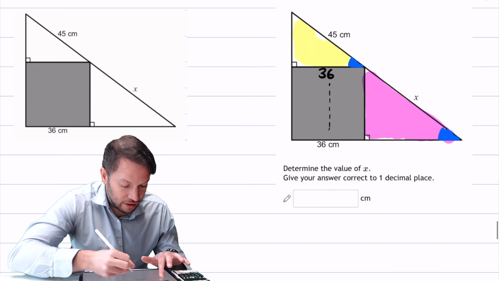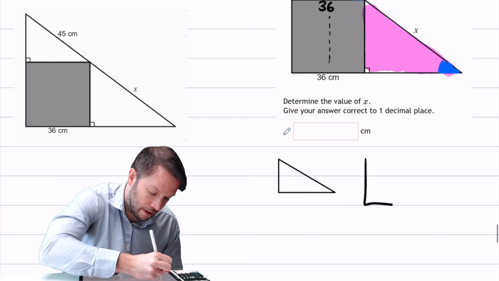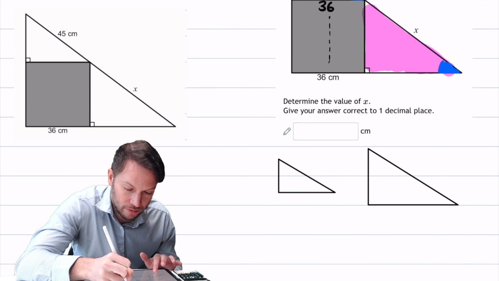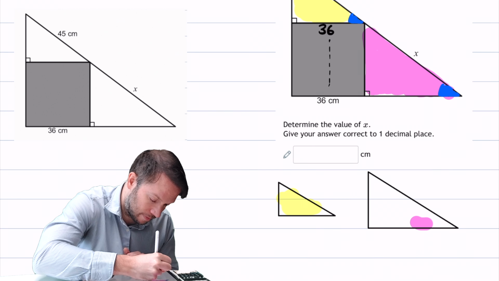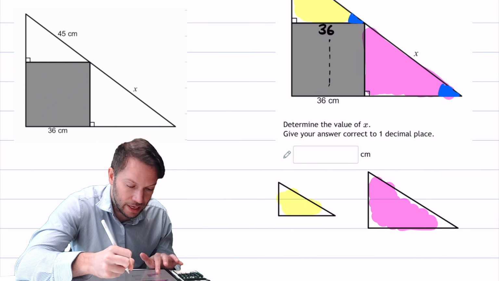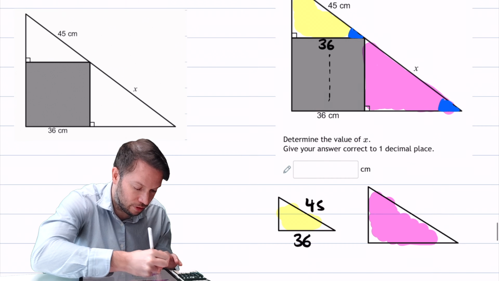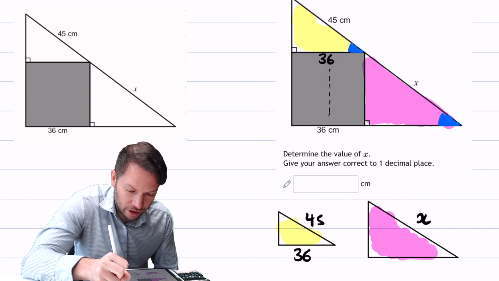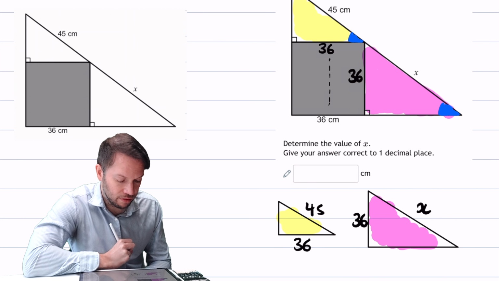So if we draw out these triangles separately, it might help us solve this. So we've got the yellow triangle and the purple triangle, like that. And what lengths have we got? We've got the 36 here, the 45 here, and we've got the x here. Now, we also know that this is 36 here, so that height of the purple triangle is 36.